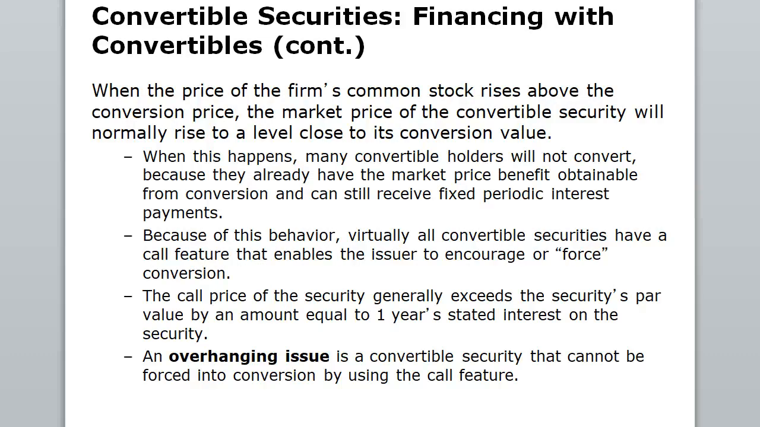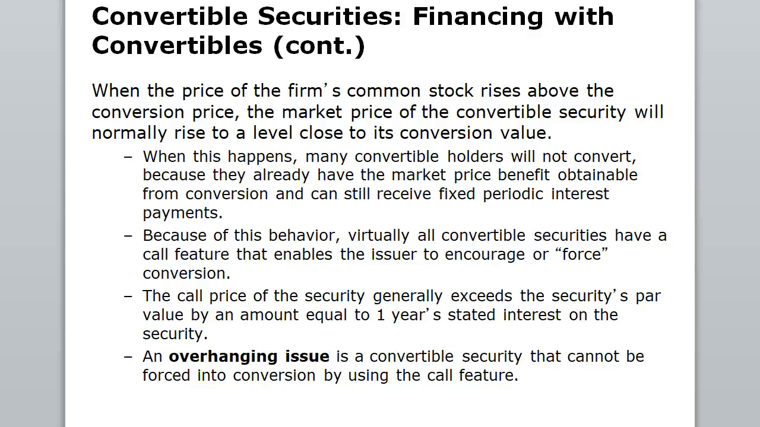Now, when the price of the firm's common stock rises above its conversion price, the market price of the convertible security will normally rise in value close to the conversion value. So if you have a $1,000 bond, and the stock price went up greatly, and if you did the conversion, you'd see the stock tied to the bond is equal to $1,600. Then the bond is going to have to trade close to that $600 premium to recognize that value. When this happens, many convertible holders will not convert because they already have the market value baked into the bond or the preferred stock, and they can still receive that interest. So not only do you have the value of this inflated stock price, but you're still receiving interest.